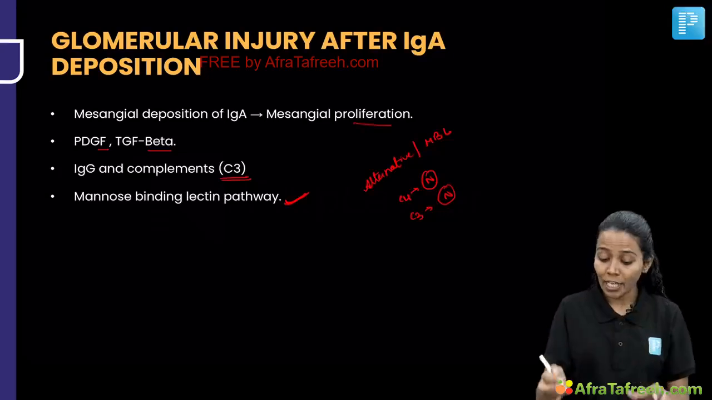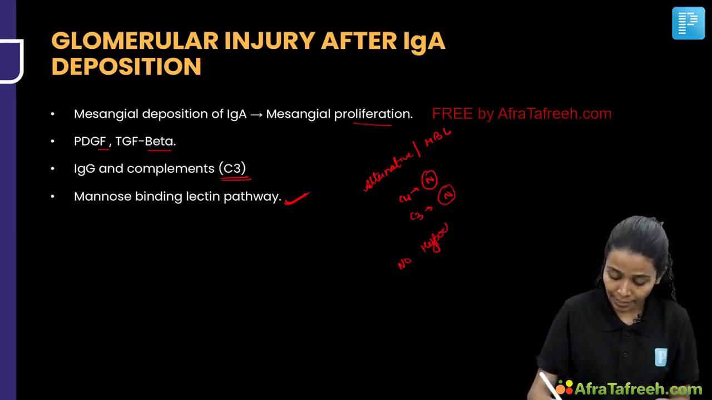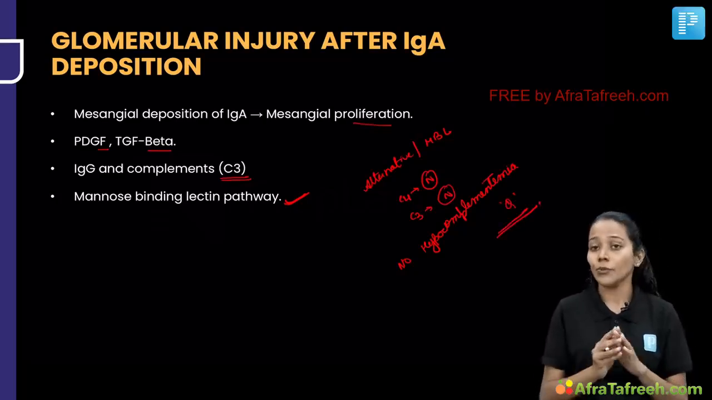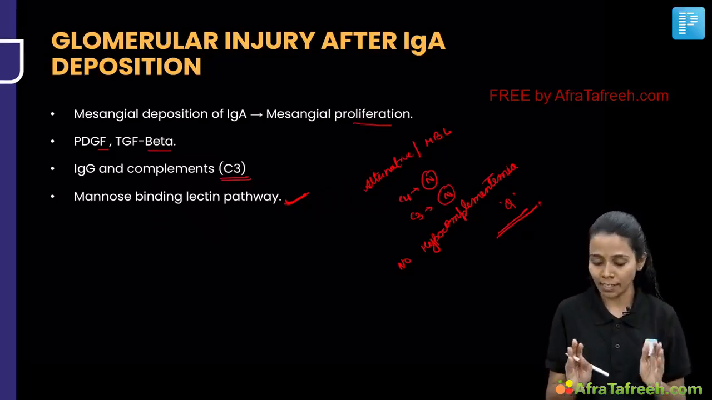So there is no hypocomplementemia seen in IgA nephropathy. This is also very, very important. Though it is an immune complex disease which activates complements, you are not going to find any complement deficiency in these patients.